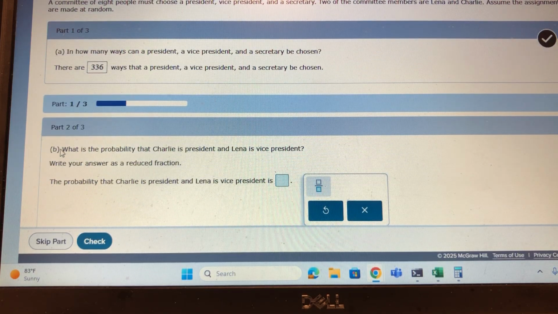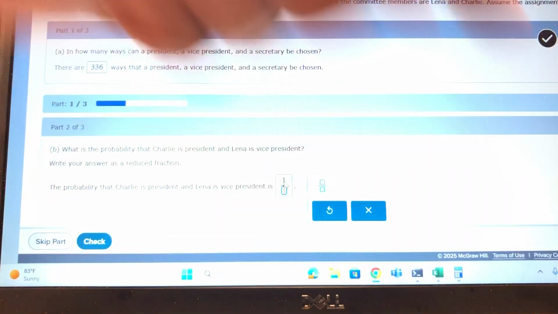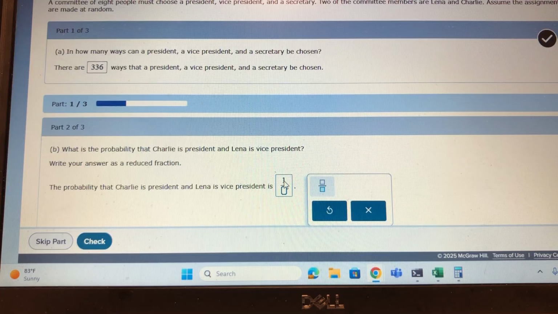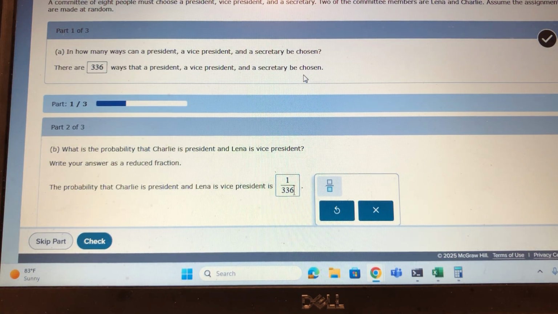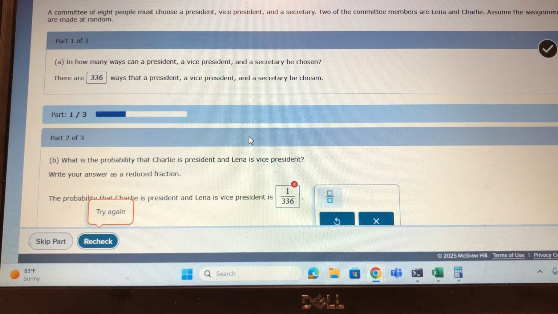Now, see how they're switching to probability next? See, that's my point, that this is related to probability. What's the probability that Charlie is president and Lena is vice president? There's only one way to do that. There's one Charlie and there's one Lena. There's one out of the total number of ways to see this happen. It's kind of like you guessing on a multiple choice test and getting them all right. So this is why we did part one first. It was hard to know the total. You couldn't count that. But by doing a counting technique, I could get the total real quickly, and then the probability often is just one out of that total.